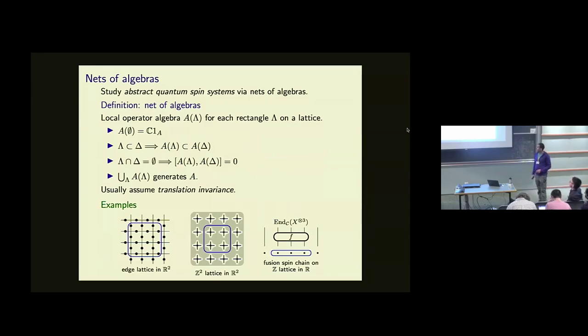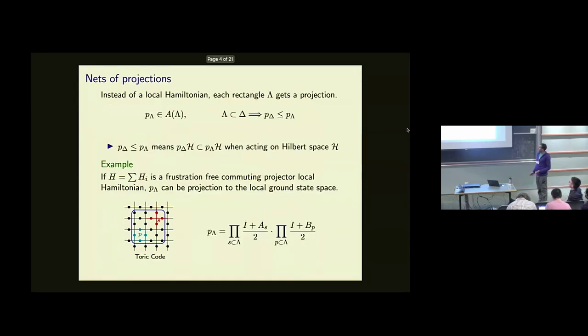And on this, instead of a local Hamiltonian, what we're going to start with is a net of projections. So every local algebra gets a projection. That's it. That's our setup. You have a net of algebras. Every local algebra gets a projection. And the only rule is every time I go to a larger rectangle, I get a smaller projection. If everything's acting on a Hilbert space, a smaller projection means it projects onto a smaller subspace.